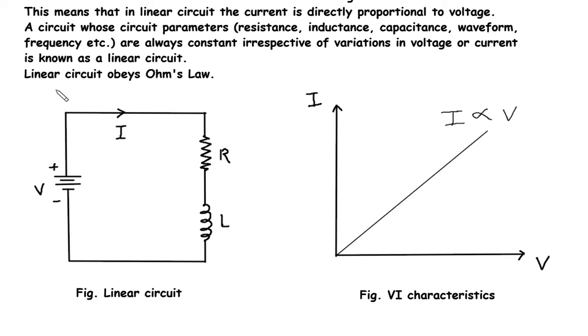Also, a linear circuit obeys Ohm's law. So according to Ohm's law, V is equal to I into R. So the linear circuit obeys Ohm's law. So this is the linear circuit and this is the VI characteristics of a linear circuit.